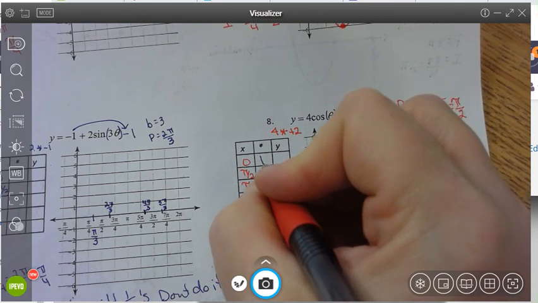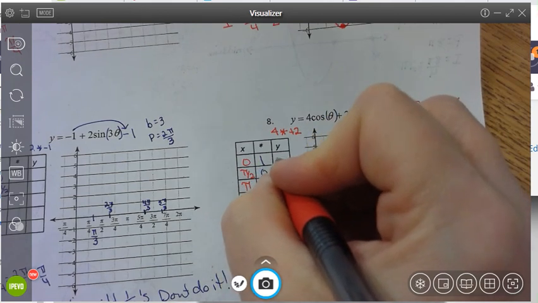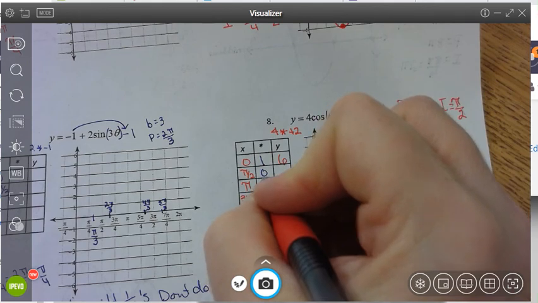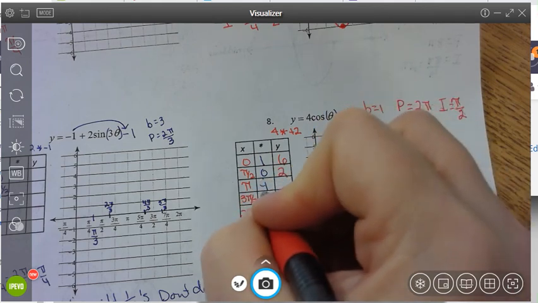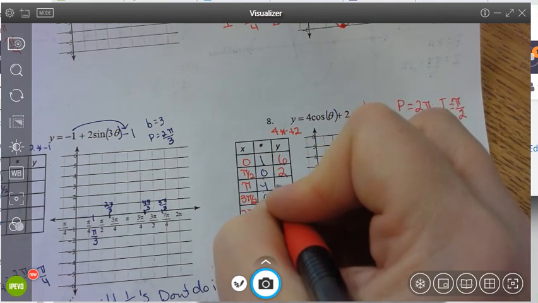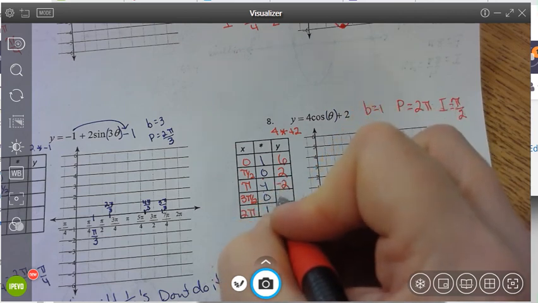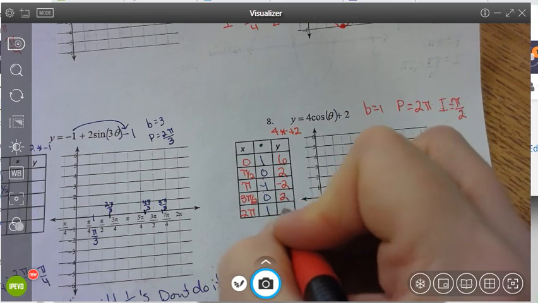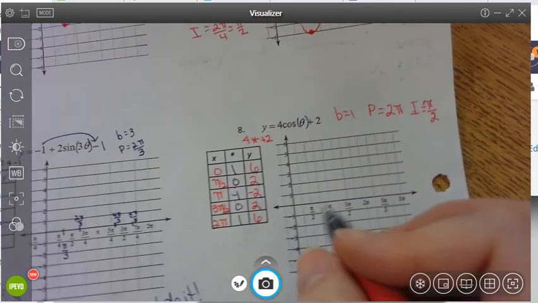I got really close. So 4 times 1 is 4, plus 2 is 6. 0 plus 2 is 2. Negative 1 times 4 is negative 4, plus 2 is negative 2. 0 is back to 2, and 1 is back up to 6.